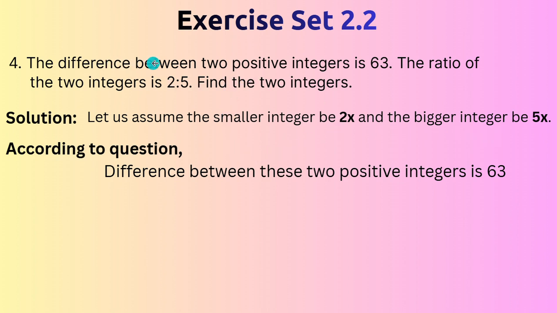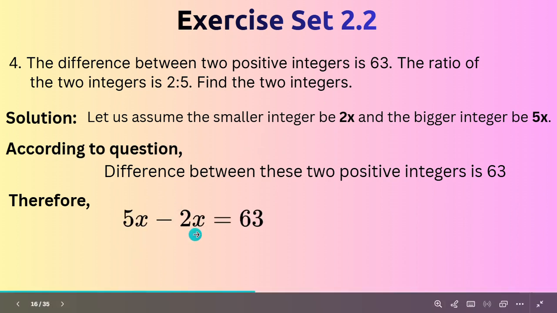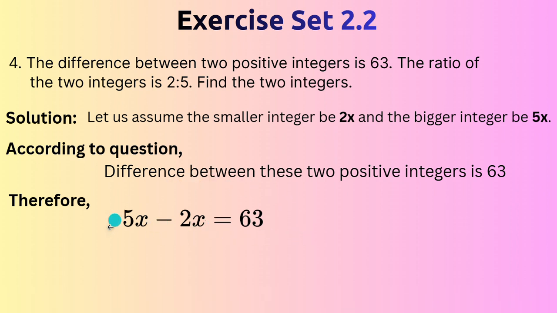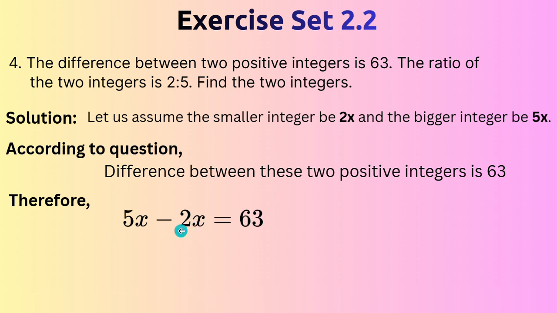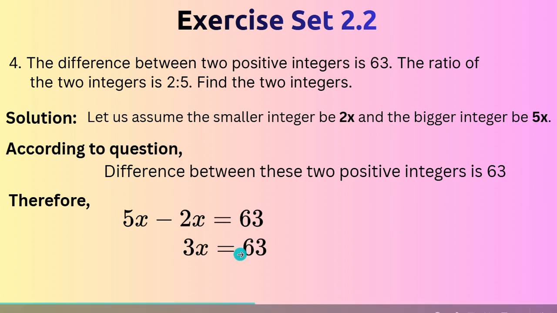Now they are saying their difference is 63. इट मीन्स 5x माइनस 2x क्या होगा? 63 होगा. So 5x minus 2x equals 63. अब इसे आप सॉल्व कर सकते हो, सिंप्लीफाई कर सकते हो. 5x minus 2x, these are like terms, you can do subtraction, so you will get 3x equals 63.